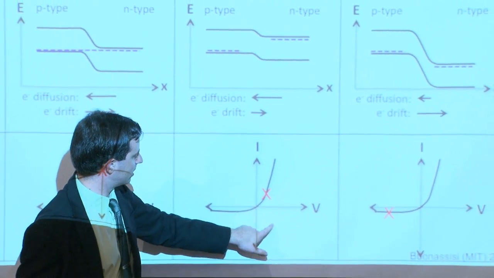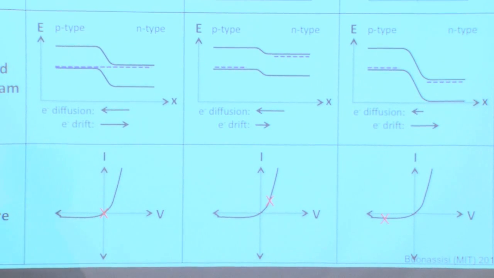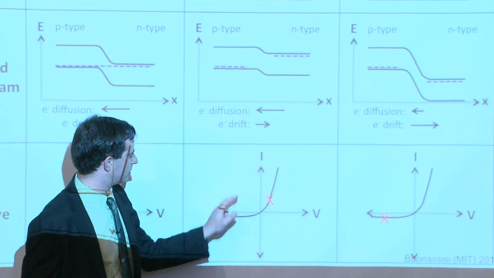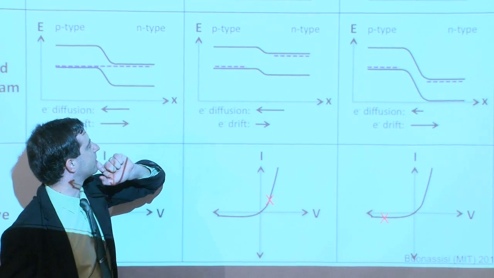We'd be operating somewhere in this quadrant right there, right? So this we call the fourth quadrant, typically 1, 2, 3, 4, fourth quadrant. This is where power is coming out of the solar cell device.